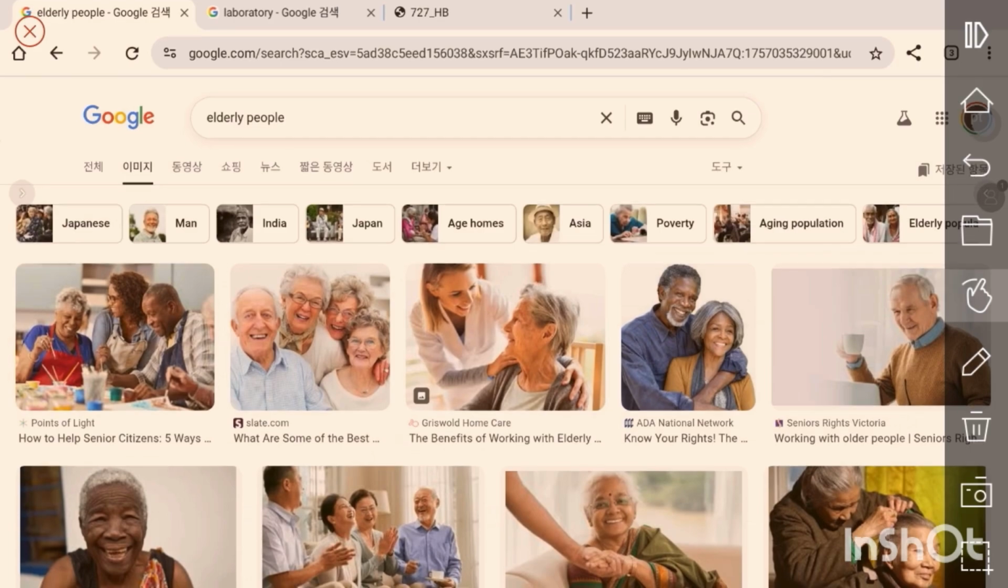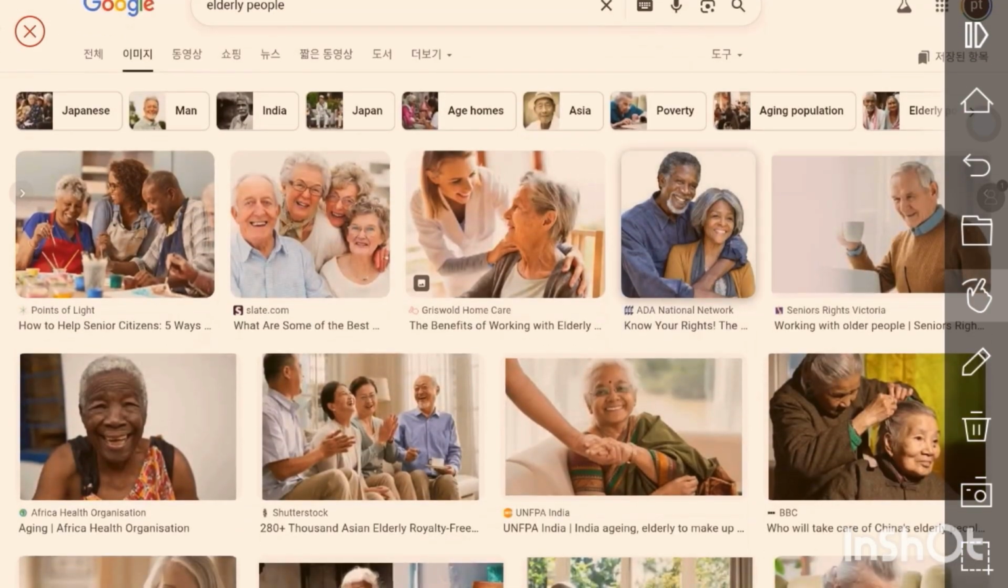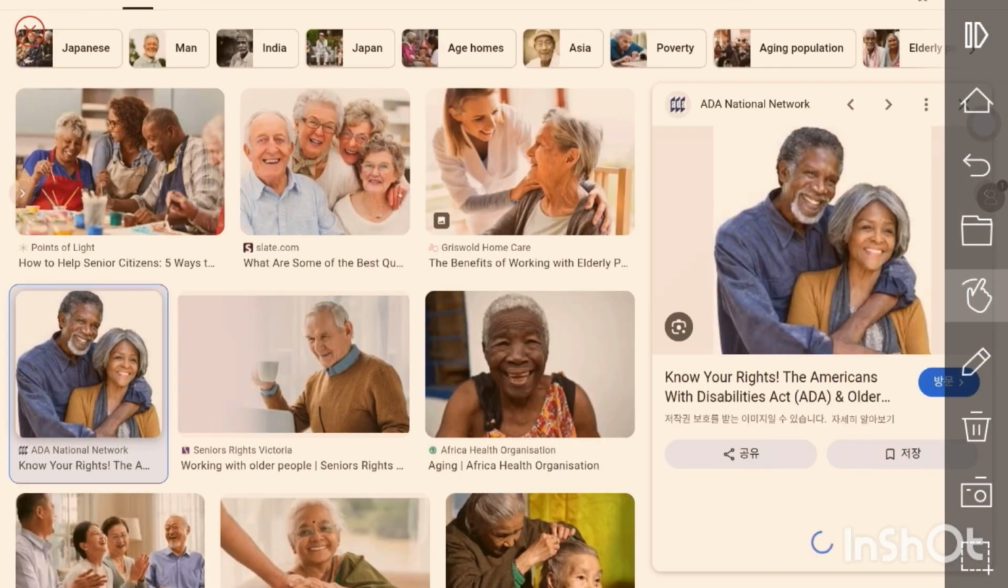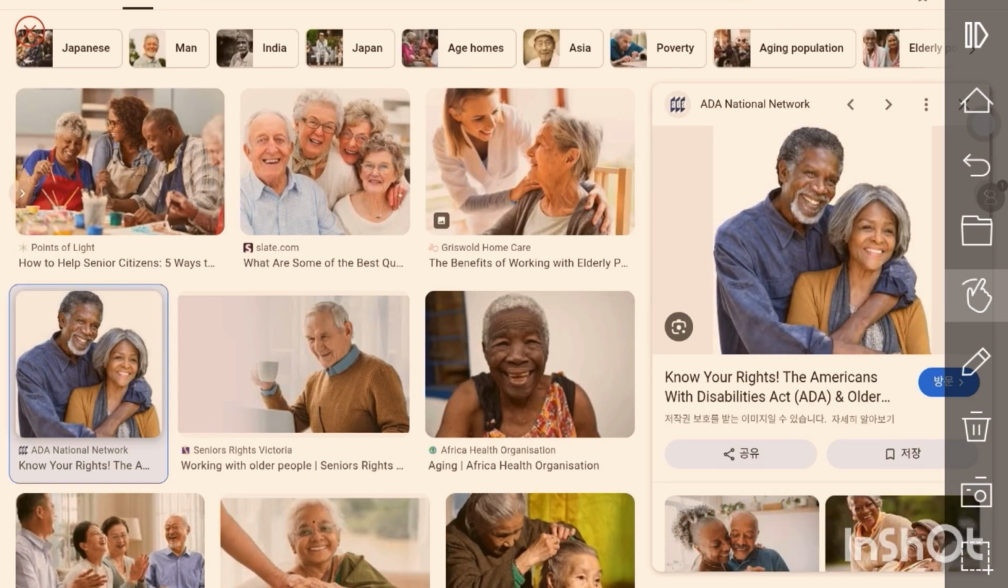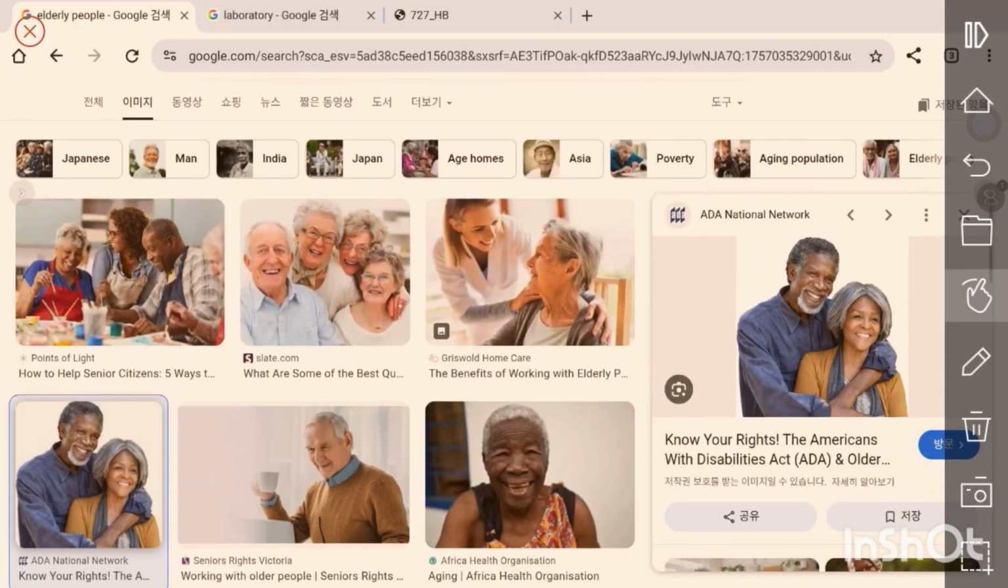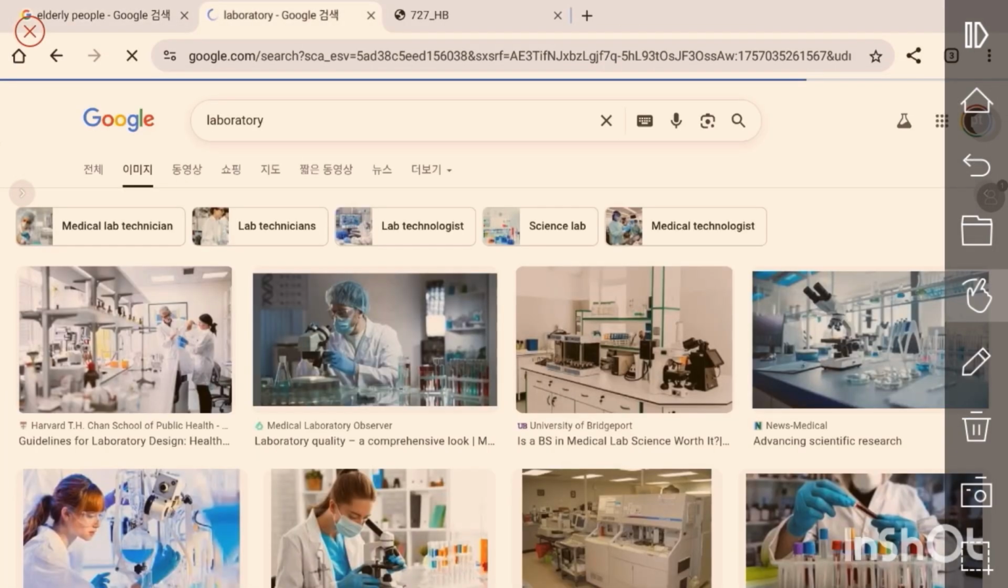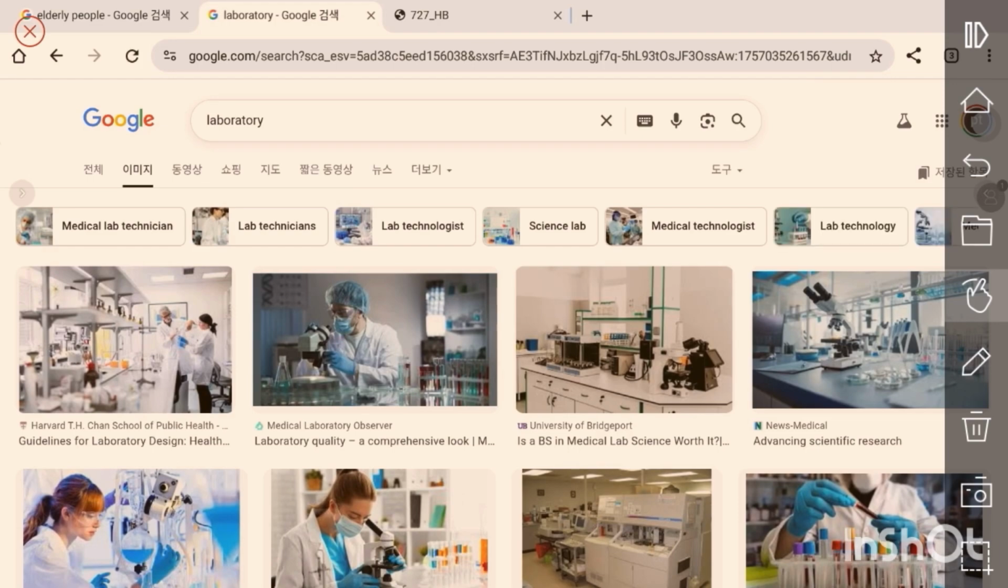Everybody, what is this? Elderly people. Good. Everybody, elderly people. Elderly people. Good job. And of course, I have to represent and get the black characters out so they can know that there are more than white people in the world. And that's okay.